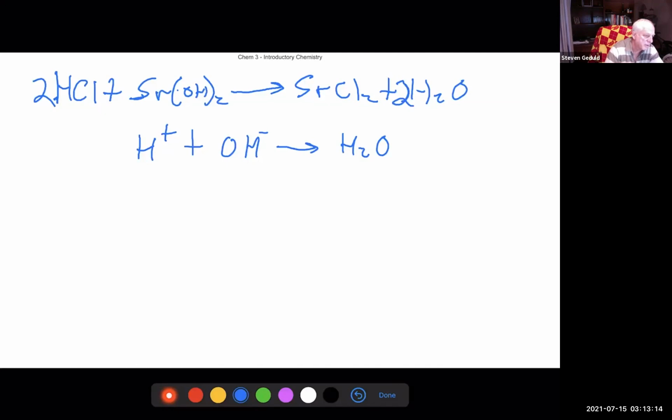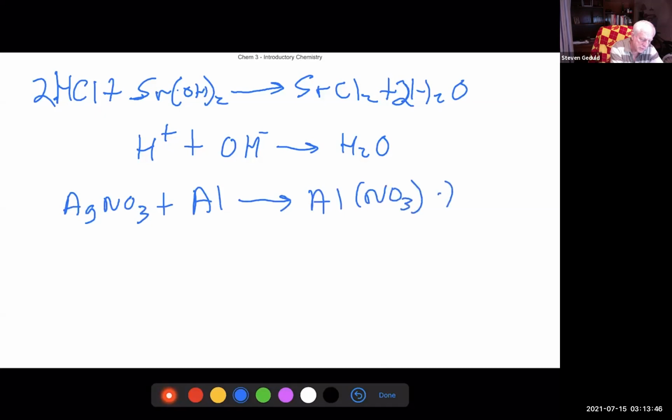Okay. Yeah, we'll get to a couple more of these here. Single displacement reaction. Oh, Ag, there it is, AgNO3, silver nitrate, plus aluminum metal. And again, you're gonna switch the positives. You do aluminum nitrate, plus silver.